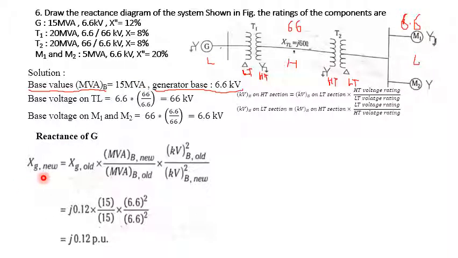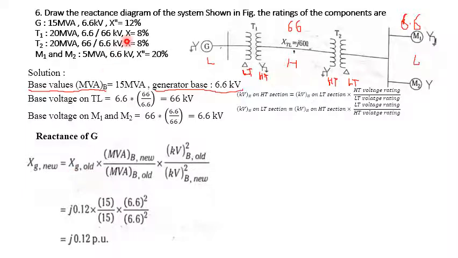So X_G,new is equal to X_G,old into MVA base new divided by MVA base old, into kV base old divided by kV base new. Why is it required? Because whatever values we got for MVA base new and the old value, if they change, then this equation will help us. Okay, so X_G,new is equal to X_G,old.